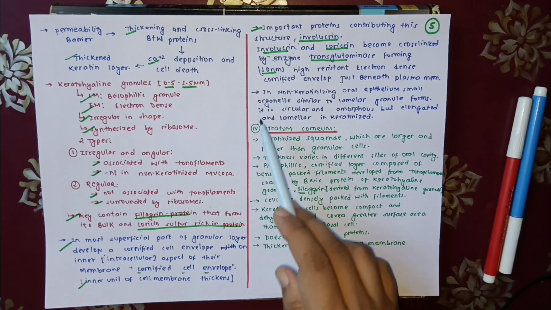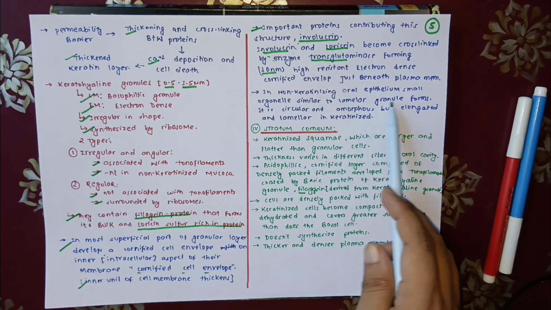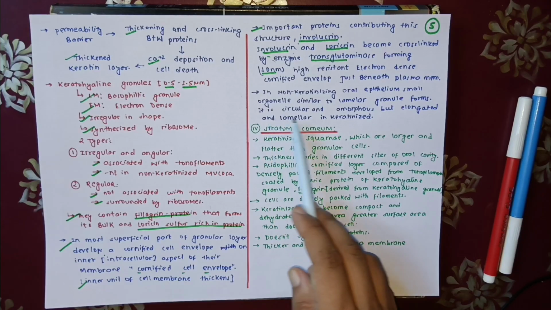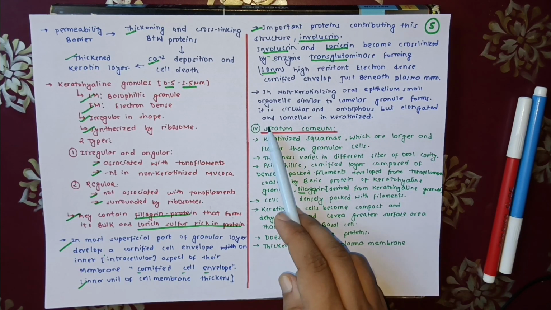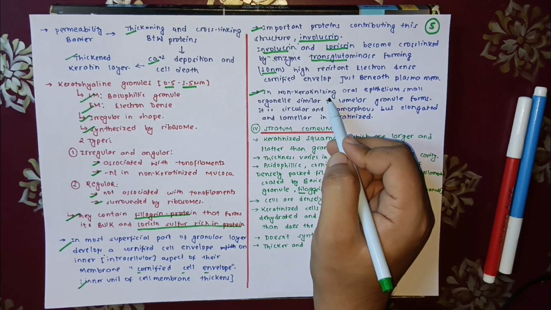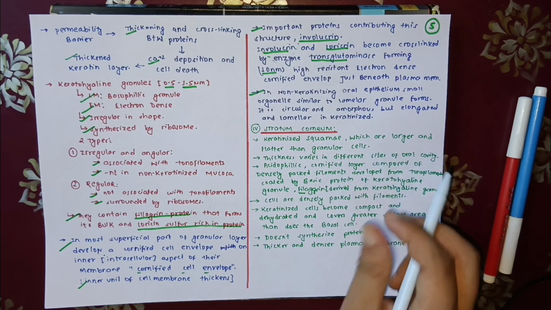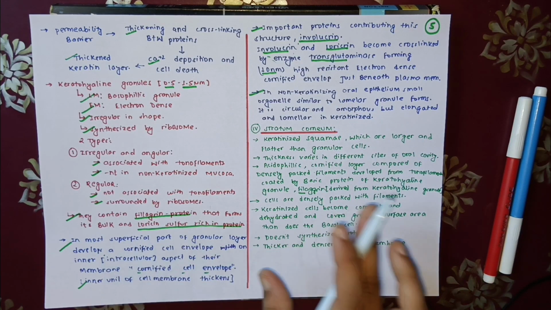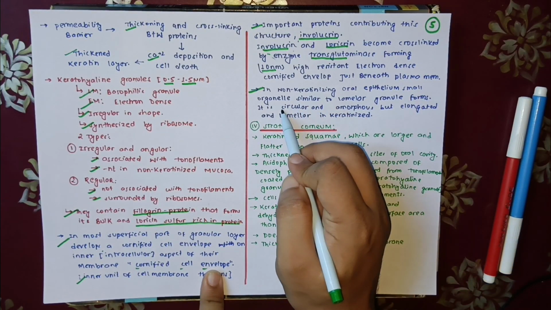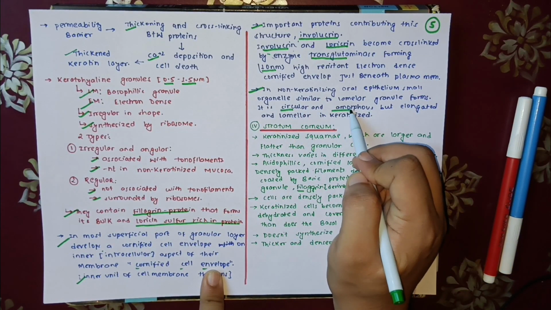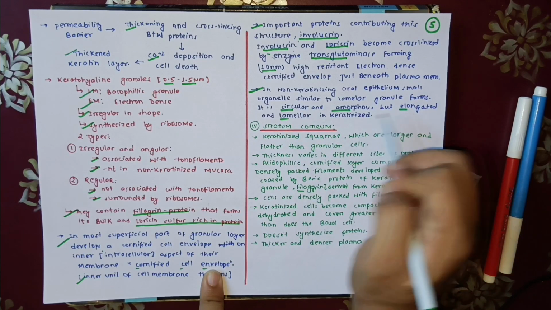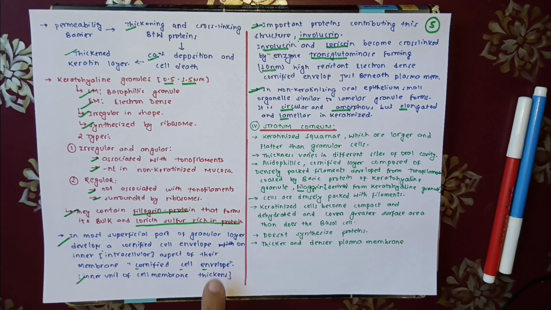After that, in non-keratinizing oral epithelium, a small organelle similar to the lamellar granule forms. It is circular and amorphous, but elongated and lamellar in keratinized epithelium. So in non-keratinized oral epithelium there is also a small organelle like the Odland bodies, but it is circular and amorphous in the non-keratinized, and elongated and lamellar in the keratinized.